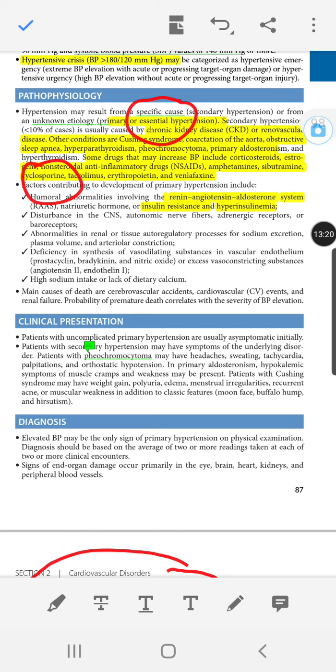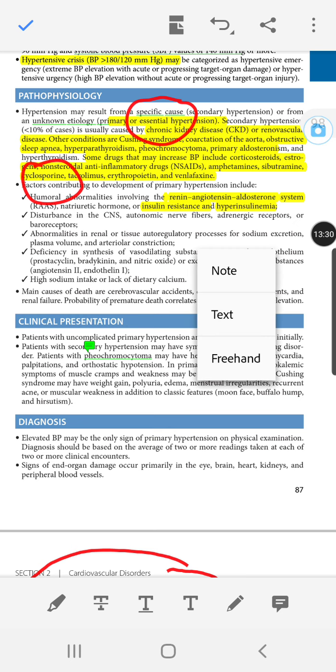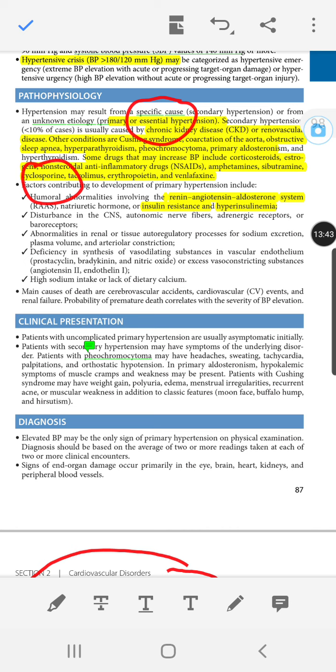So if there is an abnormality in the renin angiotensin aldosterone system, natriuretic hormones, or insulin resistance, or hyperinsulinemia, in every case there is a chance of increase in the fluid content, and when there is an increase in fluid content, there is increase in the blood pressure. Second point is disturbance in the CNS. If there is a central nervous system problem, autonomic nerve fibers, adrenergic receptors, or baroreceptors.